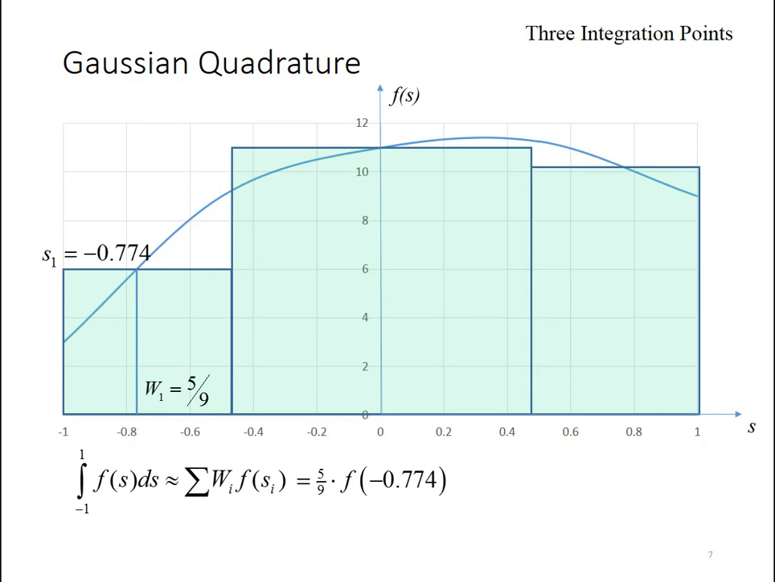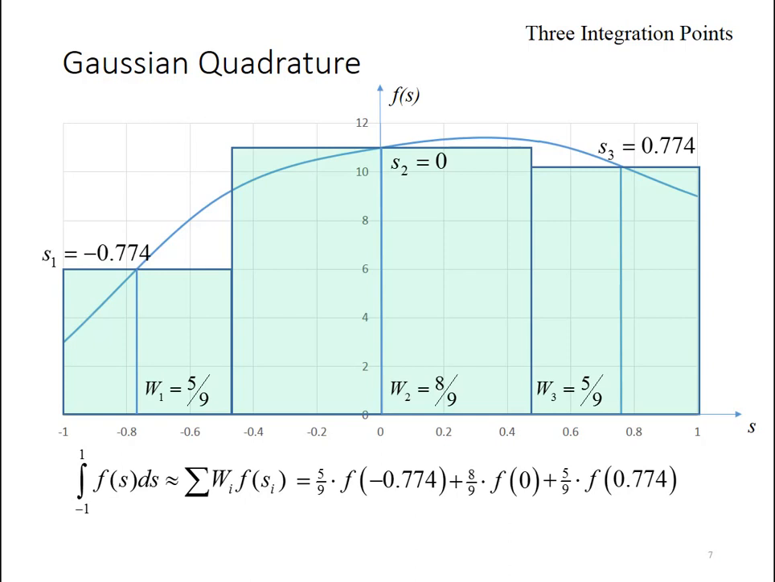And what we're going to do is evaluate the left-hand section, which has a width of 5/9. We're going to evaluate at a position, again, from the -1 to 1 range. Its first position is minus 0.774. And then the middle section is a wider width, so that's 8/9. And it's evaluated right where the s is equal to 0. And then the last piece is again back to 5/9, and it's evaluated at a positive 0.774. This gives me an exact result for up to a 5th degree polynomial integrand. So it's a pretty darn accurate result, especially if you've got polynomial integrands for just 3 evaluations of your function.